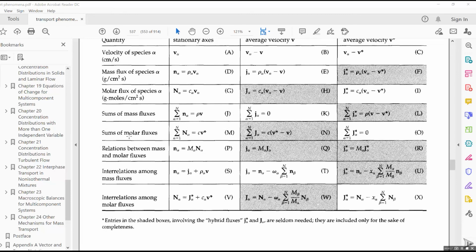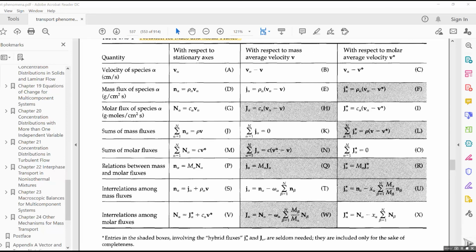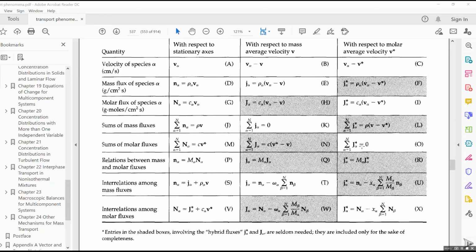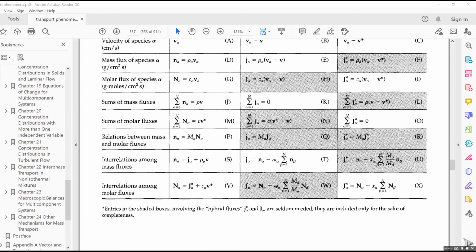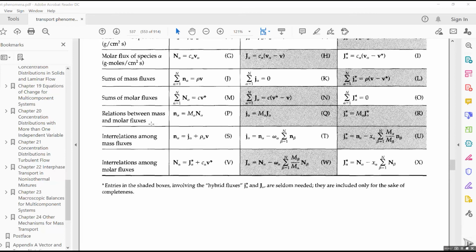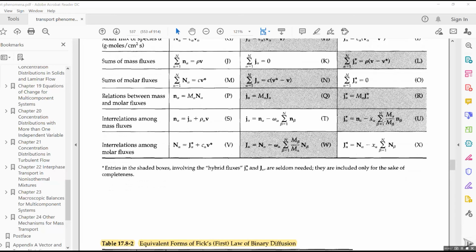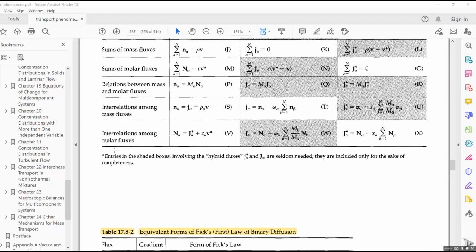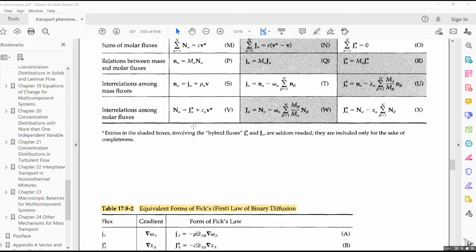So the sum of the molar fluxes, we can obtain. The molar fluxes in respect to mass average velocity don't have to be zero, as we obtained in this result. But this time with respect to molar average velocity, the sum of the molar fluxes has to be zero. So the relationship between the mass and the molar fluxes is obtained by these formulas. Here m alpha is the molecular weight of the species alpha and so on. And the interrelation among the mass fluxes, as we defined above, is diffusion term plus the convective term and so on. For the molar fluxes we define it like this and so on.